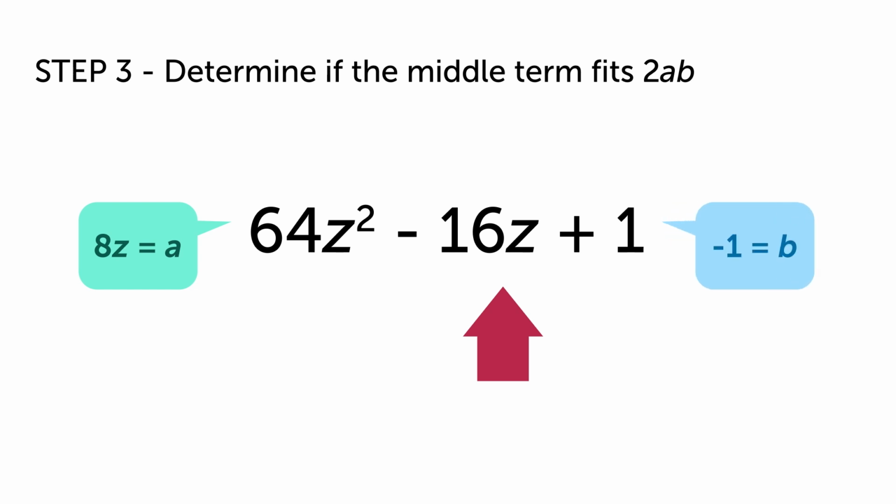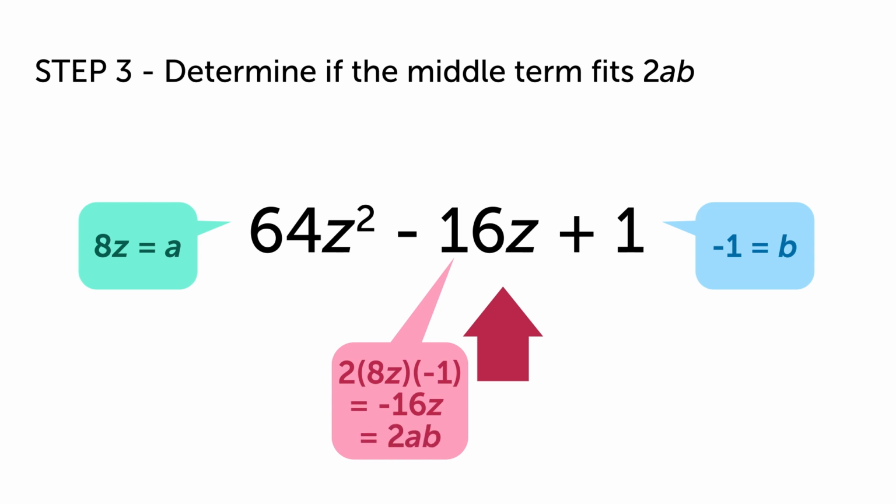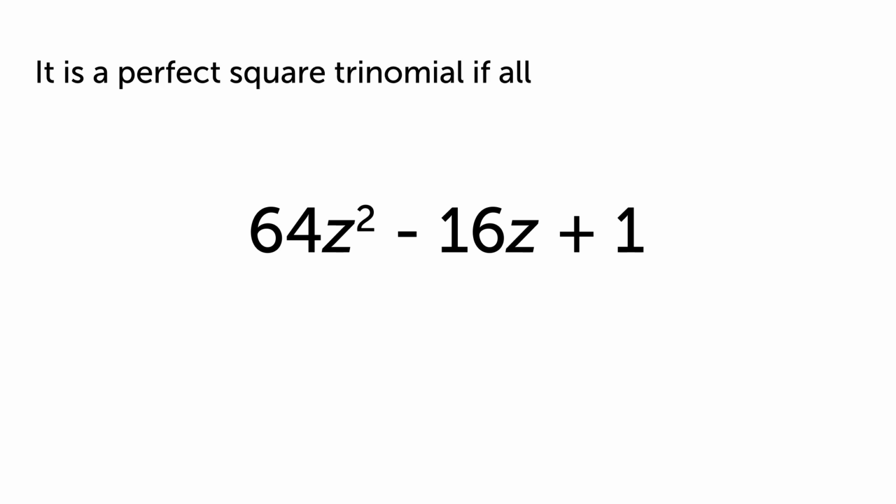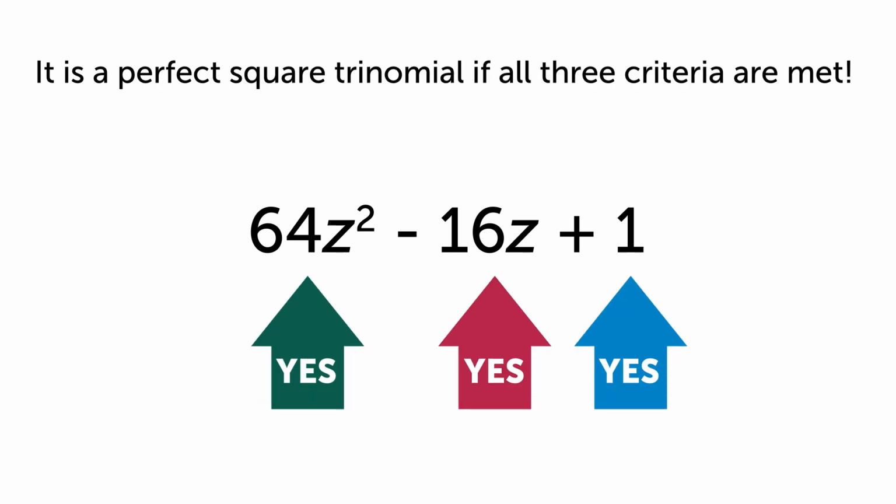Since the middle term of a perfect square trinomial equals 2 times a times b, we need to substitute our values into the formula to see if it works. After substituting the values and simplifying the expression, we find it equals -16z, and this is our middle term. So the middle term fits the 2 times a times b pattern. Since our trinomial met all 3 criteria of being a perfect square, then it is a perfect square trinomial.